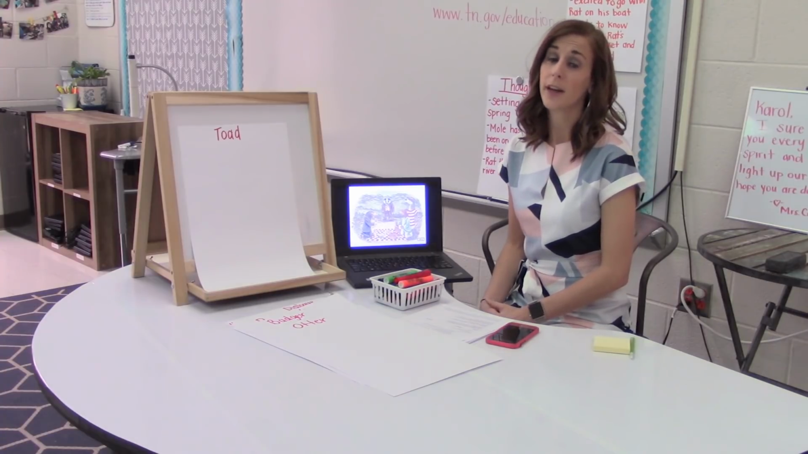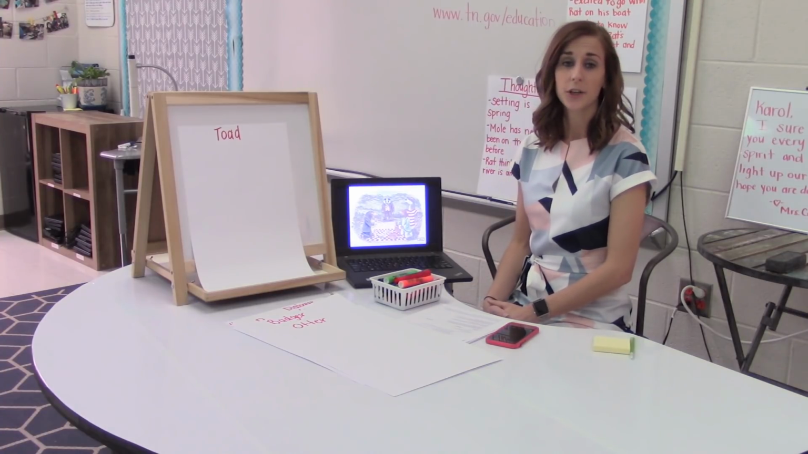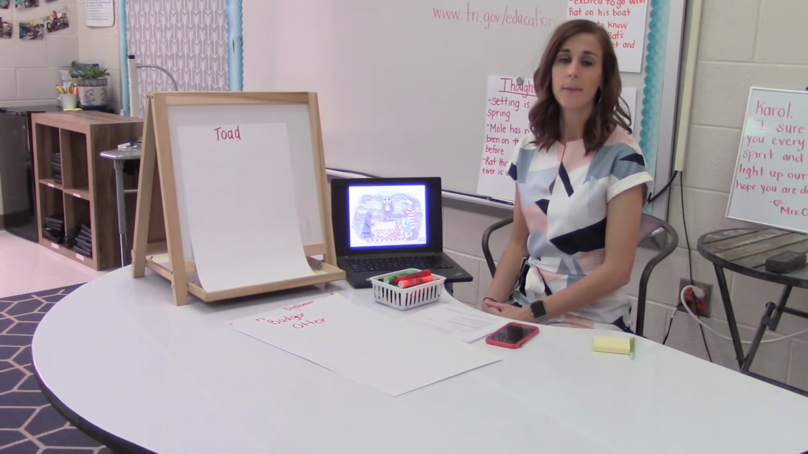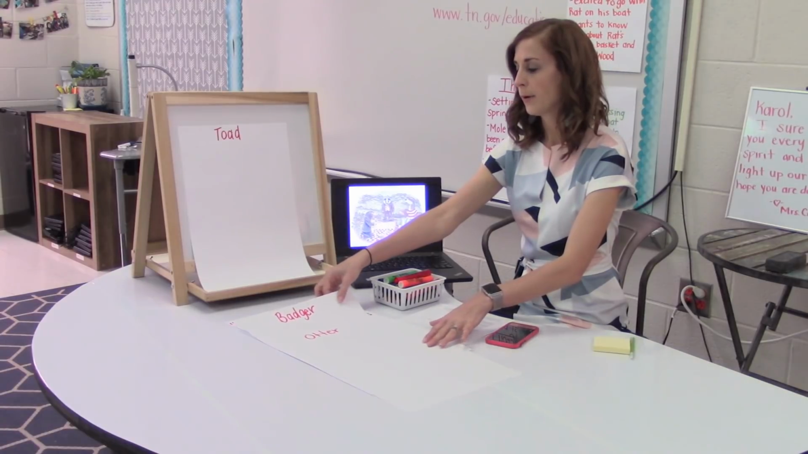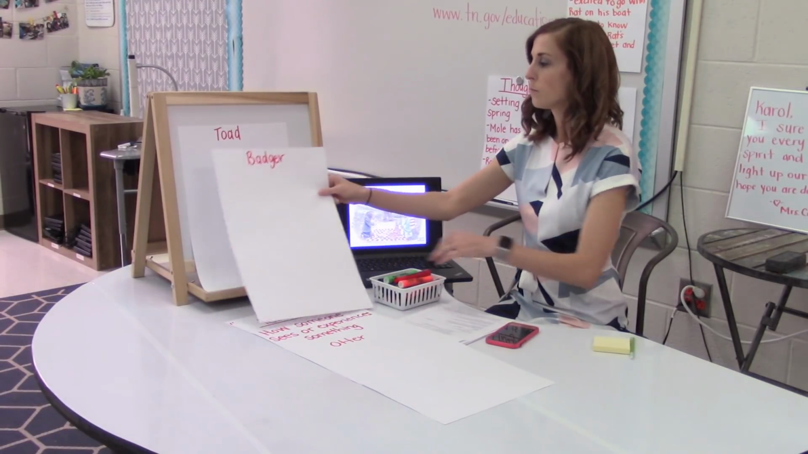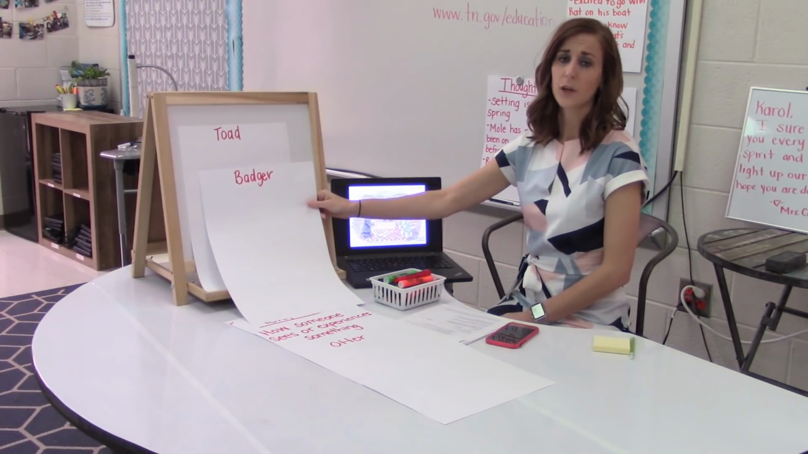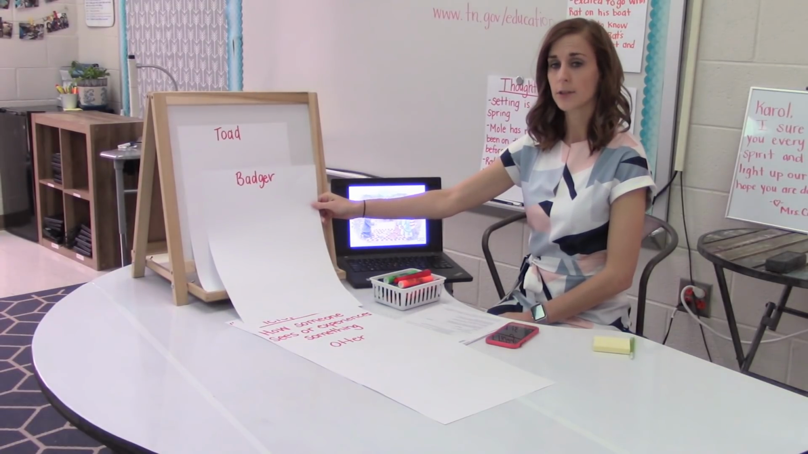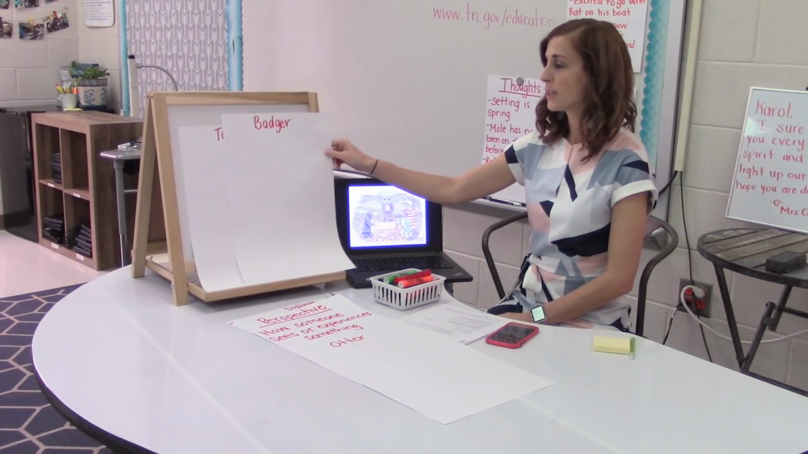We met two characters in this section, Badger and Toad. Take a moment to think about what you may have learned about Badger or Toad based on their words and actions. Jot your thoughts on your Badger and Toad paper. You could also add anything new to your Mole, Rat, and Otter papers. Pause the video if you need more time to think.